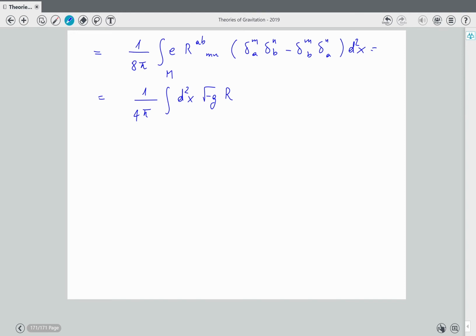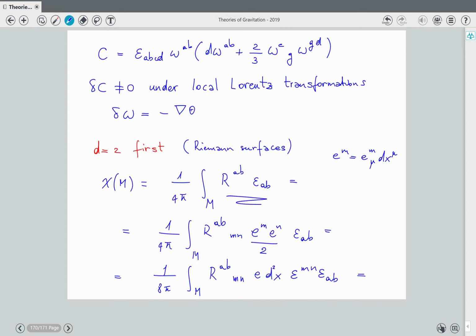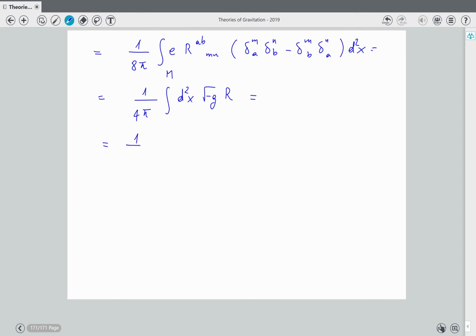At the same time, this is the integral of a total derivative. So let's go back to this form and we replace R^{AB} with its definition. And this is just 1 divided by 4 pi integral of m. The first one, you see, is a total derivative.